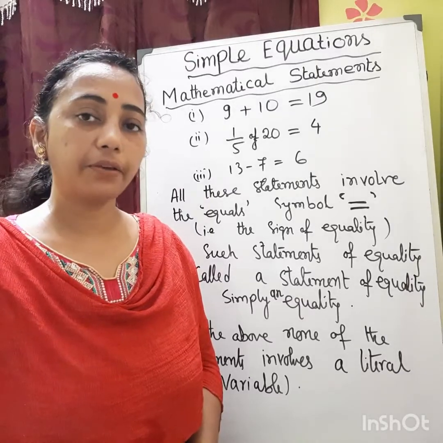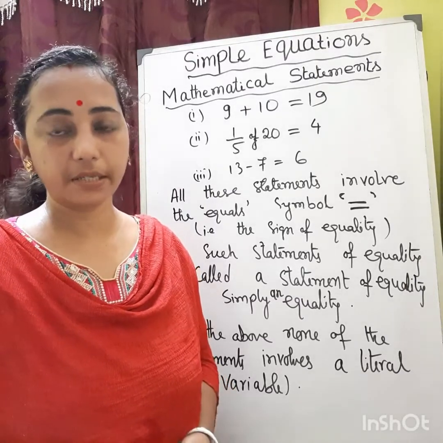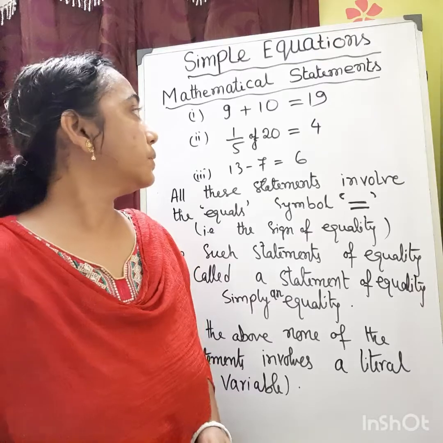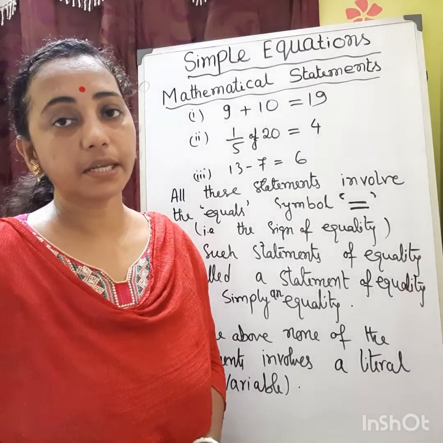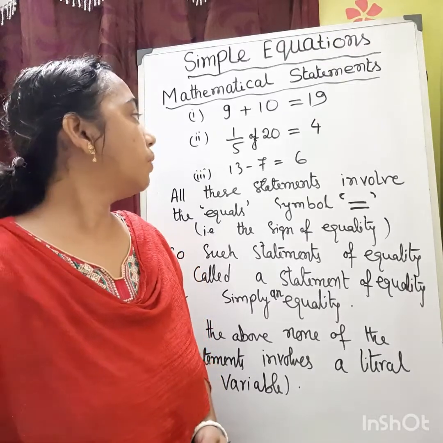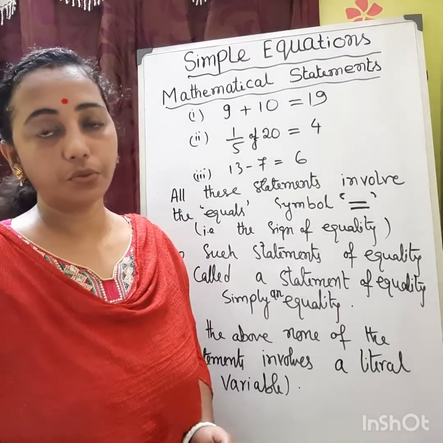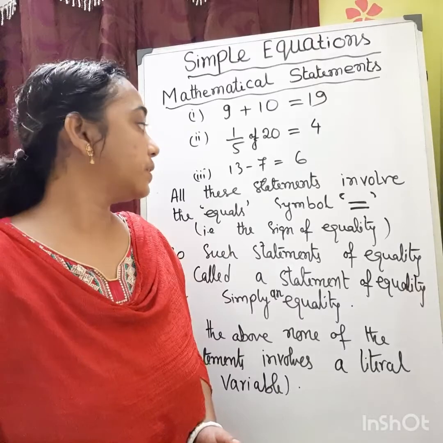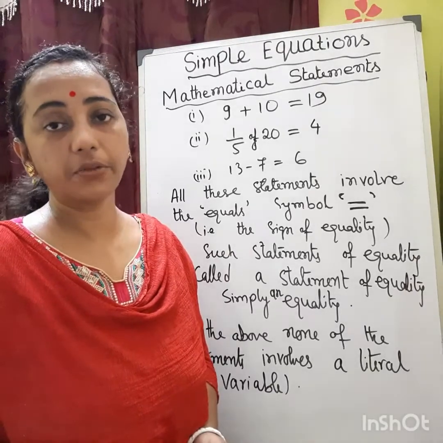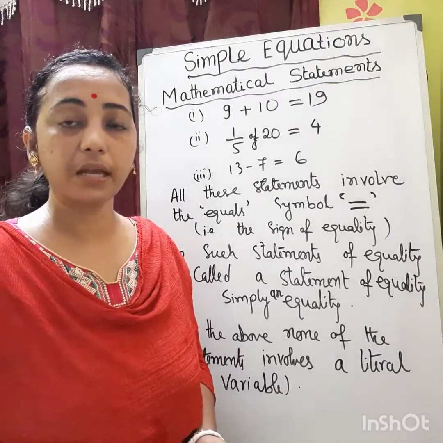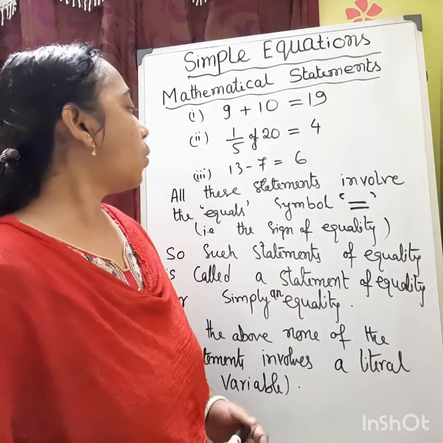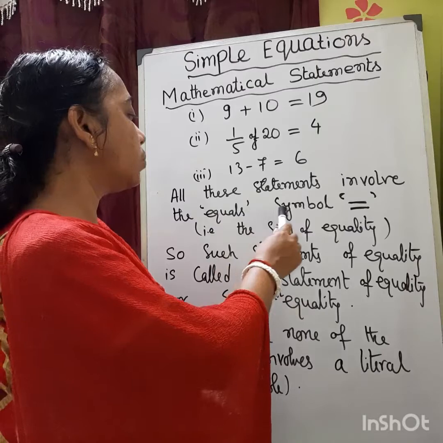In our daily life, we come across many mathematical statements. For example, when 10 is added to 9, we get 19, that is 9 plus 10 is equal to 19. 1/5 of 20 is equal to 4. When 7 is subtracted from 13, we get 6, or we can say that 13 minus 7 is equal to 6, and so on. Now all the statements involve an equal symbol.